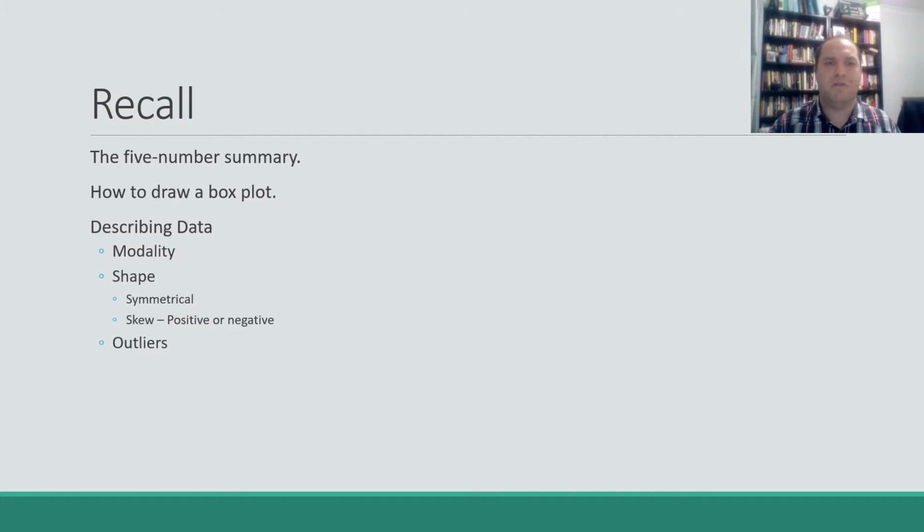The things to recall for this video: you have to be able to recall how to generate a 5-number summary, how to draw a box plot, and also how to describe data in terms of modality, so does it have 1 or 2 or 3 modes, in terms of shape, whether it's symmetrical or whether there's a skew to it, the difference between positive and negative, the definition of outliers, and also the definition of spread.